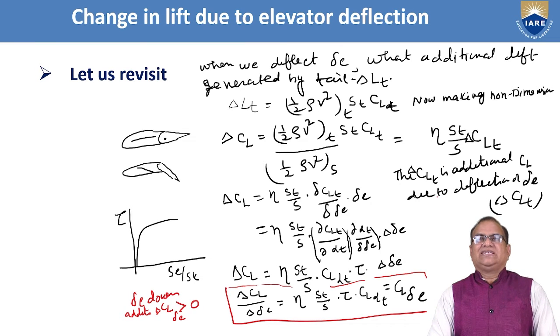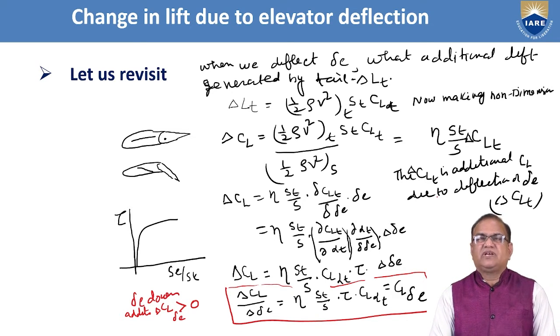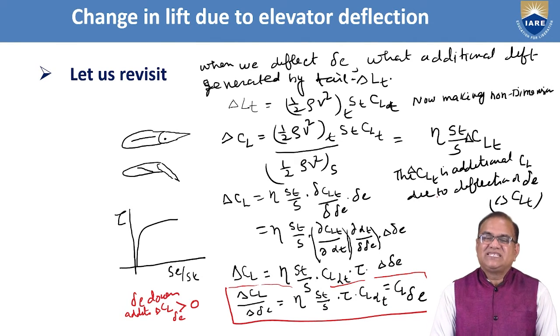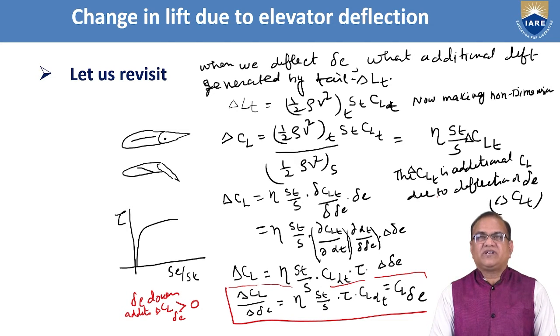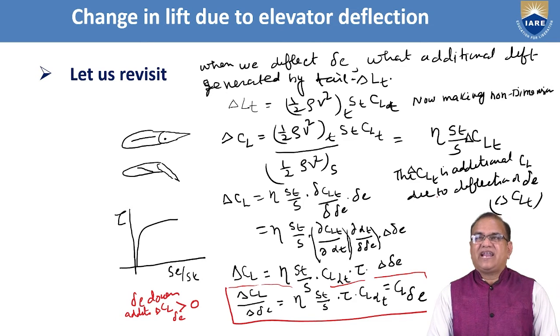Now, change in lift due to elevator deflection. In the previous slide, I have just told about two derivatives: CL delta E and CM delta E. CL delta E is the additional coefficient of lift generated when a unit deflection of elevator is done. And we are going to discuss here and derive a simple equation for CL delta E.